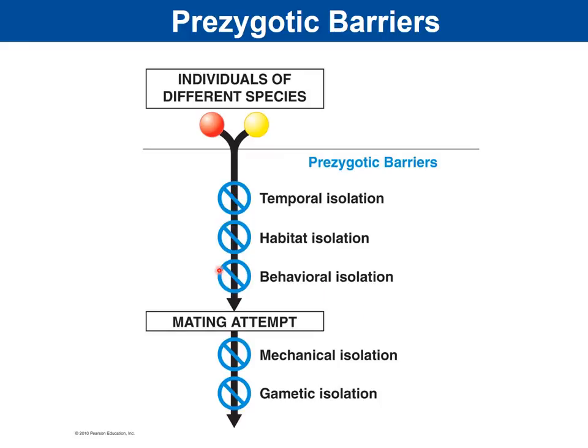When looking at after a mating attempt, so meaning two organisms can attempt to mate, there are other reasons that a zygote might not form. One would be mechanical isolation. So maybe they can't physically get their genitalia to line up. Also, we might have gametic isolation, meaning that the gametes can't form. The two gametes actually can't come together through fertilization. And so let's look at some specific examples.